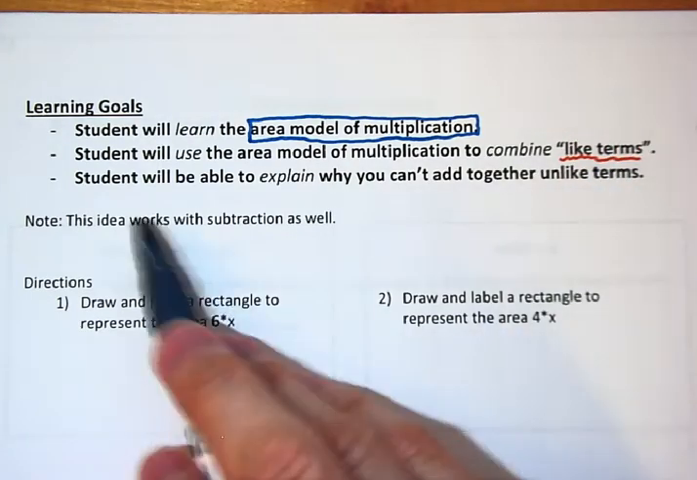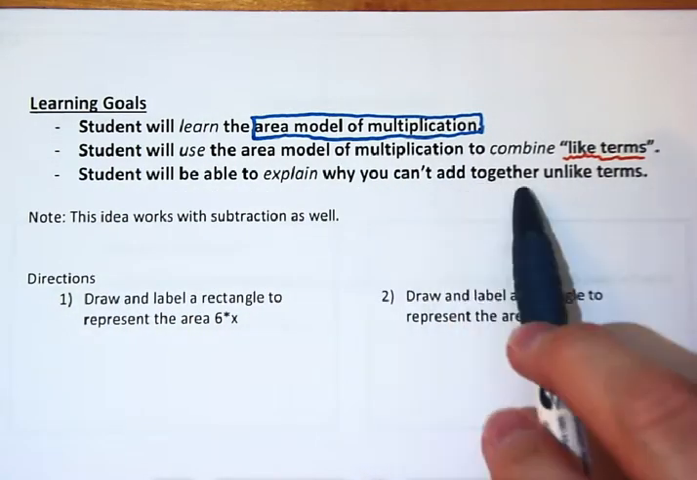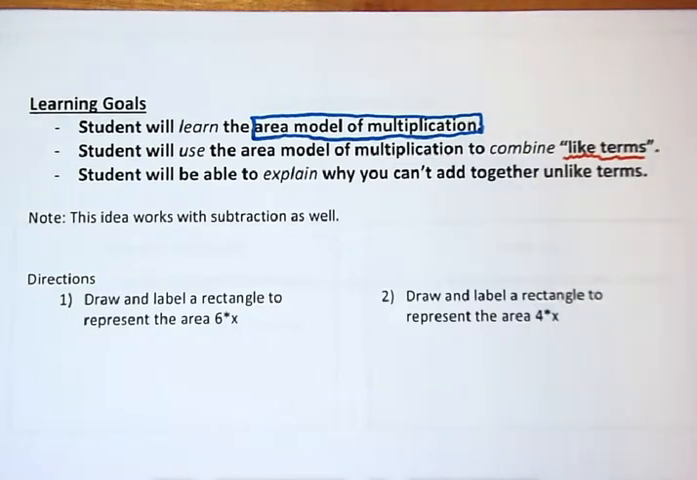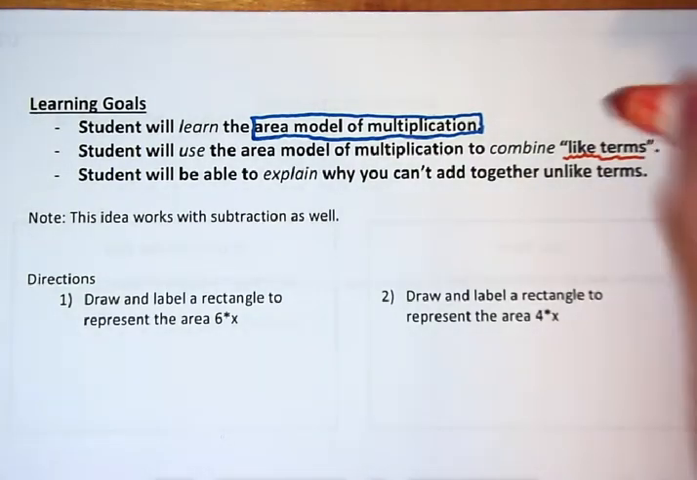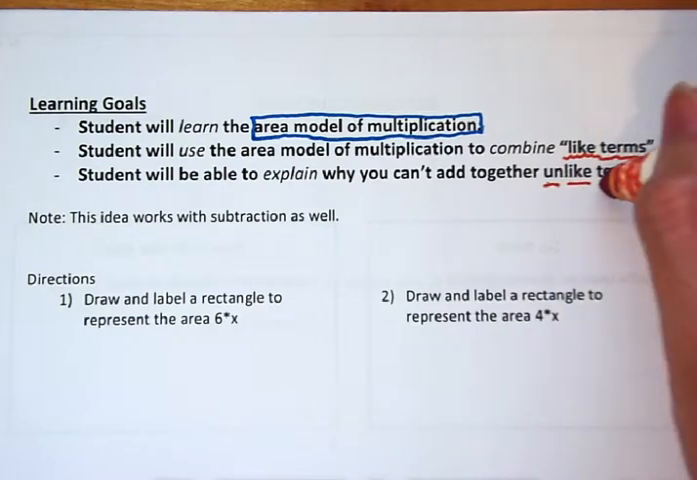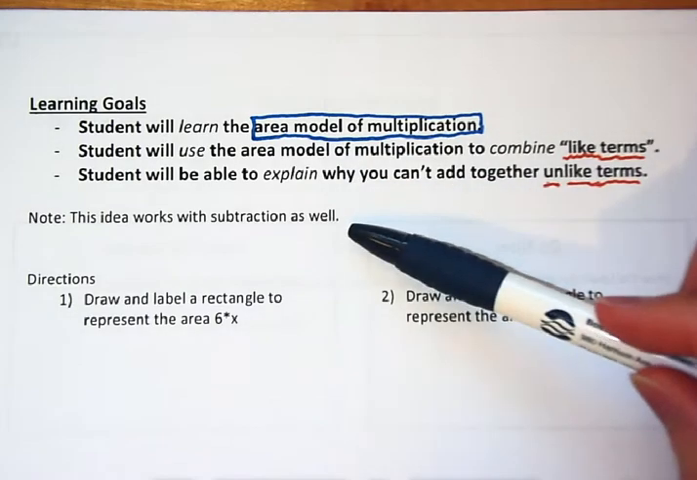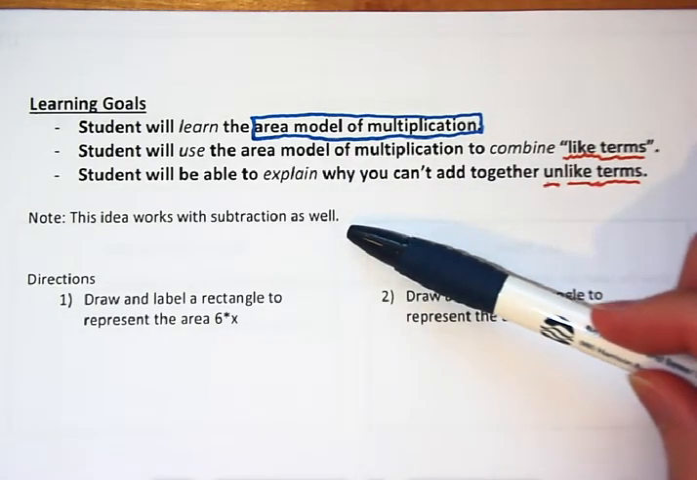And then students will be able to explain why you can't add together unlike terms. So the opposite of like terms will be unlike terms. So once you figure out what like terms are, you need to be able to figure out and explain why you cannot add unlike terms. Everything we talk about with adding will also work for subtraction.